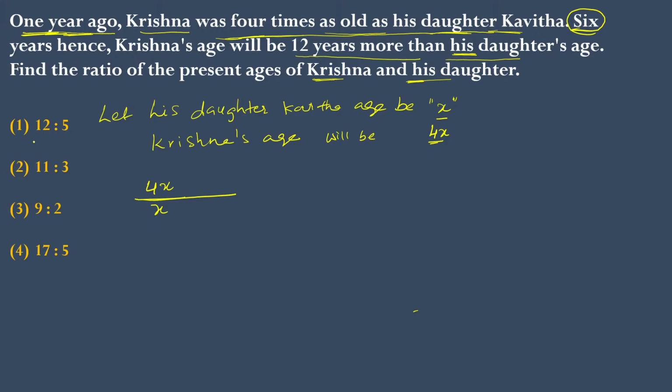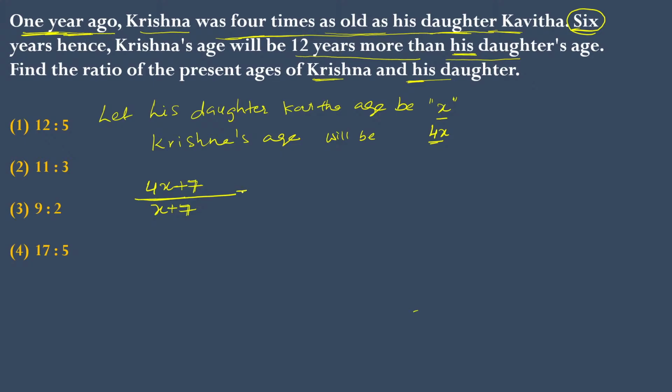4x is Krishna's age 1 year ago and here they have given 6 years hence. So, 6 plus 1 is 7. So, 4x plus 7 is Krishna's age after 6 years, because 4x is Krishna's age 1 year ago. And x plus 7 is Kavita's age after 6 years.